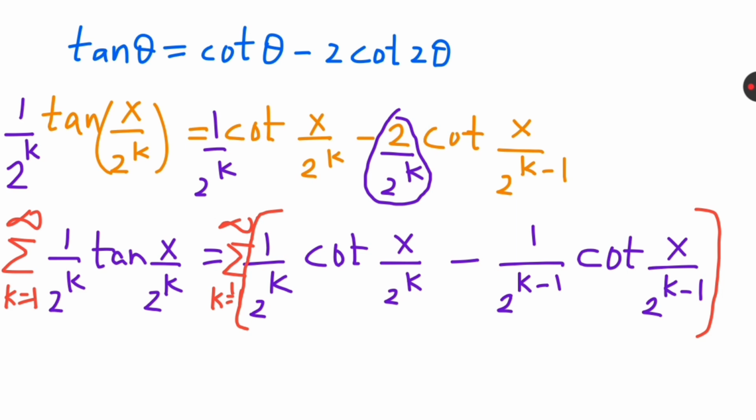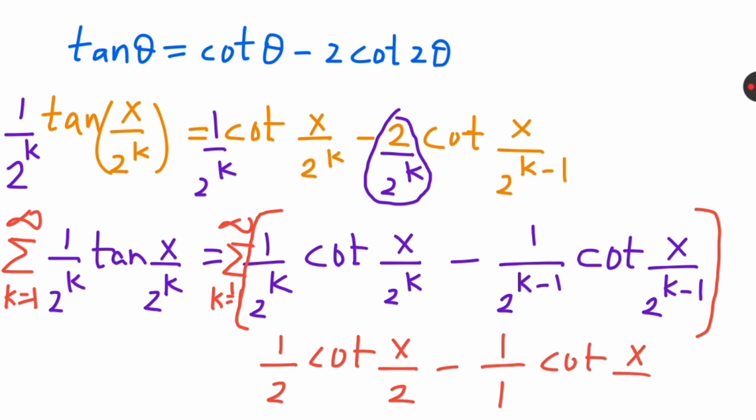What we have, 1 over 2 raised to the power of k, that means 1 over 2 raised to the power of 1, which is nothing but 2 times cot x over 2 raised to the power of 1, which is nothing but 2, minus 1 over 2 raised to the power of k minus 1. We are taking k as 1, so 1 minus 1 is 0. Anything power 0 is only 1. Then cot x over 2 raised to the power of 1 minus 1, that is 2 raised to the power of 0. Anything power 0, the value is 1. So we are left with only minus cot x. So for k equal to 1, we get 1 over 2 cot x over 2 minus cot x.